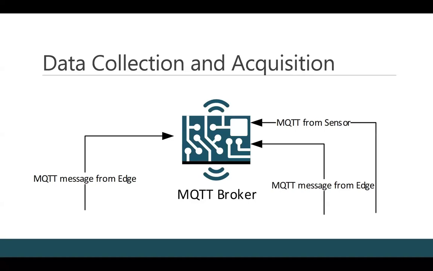Valid data is then pushed through two different channels, the historical data channel, which I'll touch on in the next slide, and the real-time data stream. For the real-time data stream, the valid data is just published back to that same broker on a different topic that the upper layer can subscribe to.